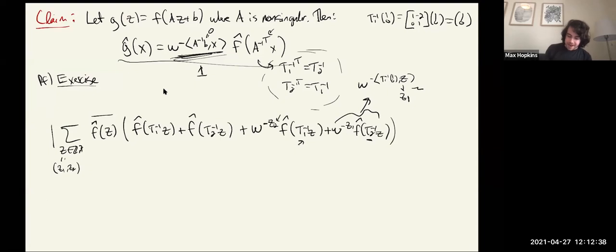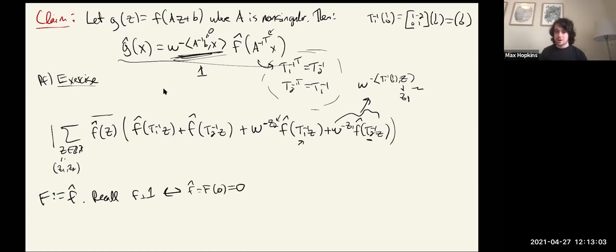So I'm finally going to get rid of the hats because apparently I can't write them. So let's just define capital F to be f hat. We'll be thinking about capital F as little f just over in the Fourier domain. Recall that we had this useful corollary where f being orthogonal to 1 was equivalent to f hat of 0 being 0. Remember that we're trying to look at the Rayleigh quotient of everything that's orthogonal to 1. So over in the Fourier domain, this is equivalent to looking at functions where F(0) is 0.